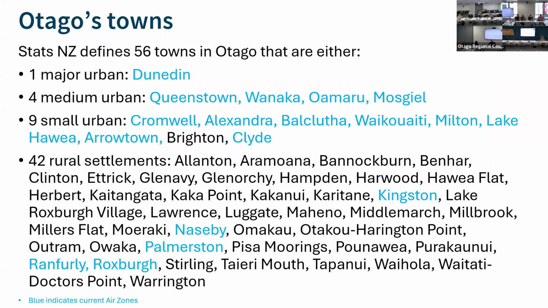So the towns that you see on the slide represented in blue are the 18 current air zones, with Dunedin's 5 air zones represented by Dunedin. As you can see, Brighton is a small urban area. However, it's not currently an air zone, although we do propose including it in the Dunedin air zone. Of the 42 rural settlements, only Kingston, Naseby, Palmerston, Ranfurly and Roxburgh are currently air zones. And if you're wondering what a rural settlement is, the next slide will explain.